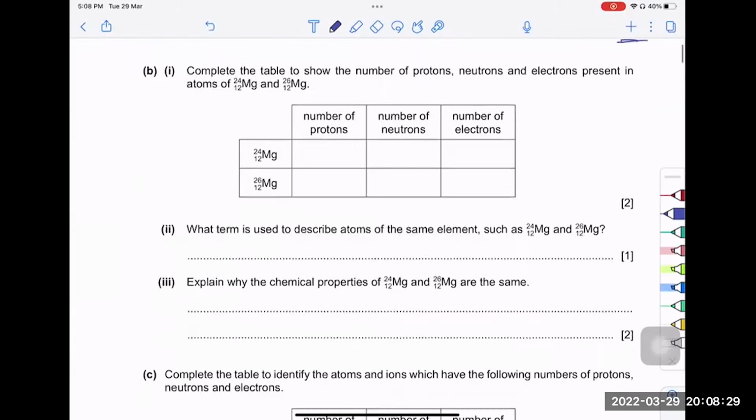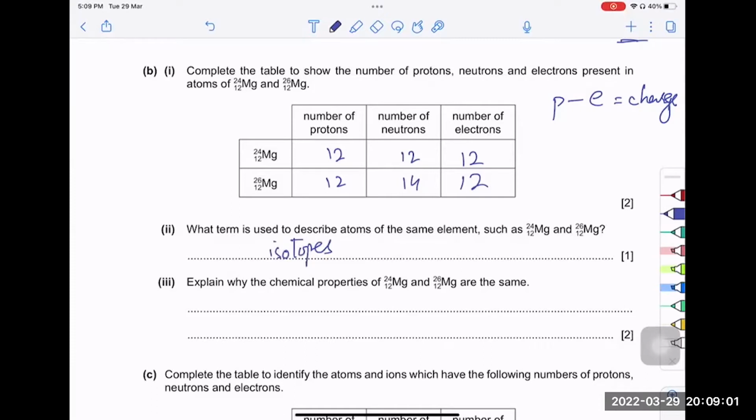All right, complete the table to show the number of proton, neutron, and electron present in atoms. Okay, so proton number is the smaller number, so 12 दोनों में. Neutron is the difference in these two numbers, so 12 and 14. And because they're both neutral, number of electrons is same as number of protons. Our equation is proton minus electron gives me charge. So अगर कहीं पे mismatch आ जाता है, we can use this equation. What term is used to describe atoms of same element, such as this? These are isotopes. This is what you were talking about.